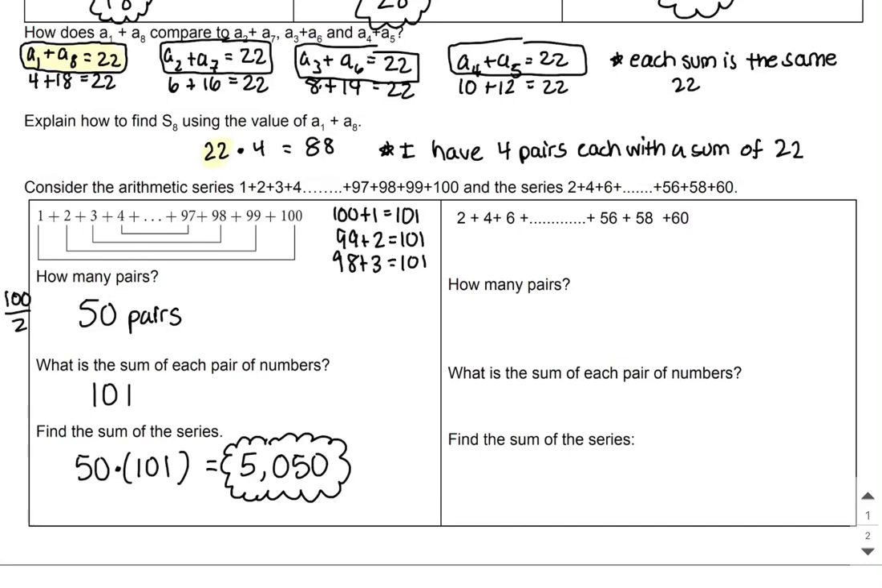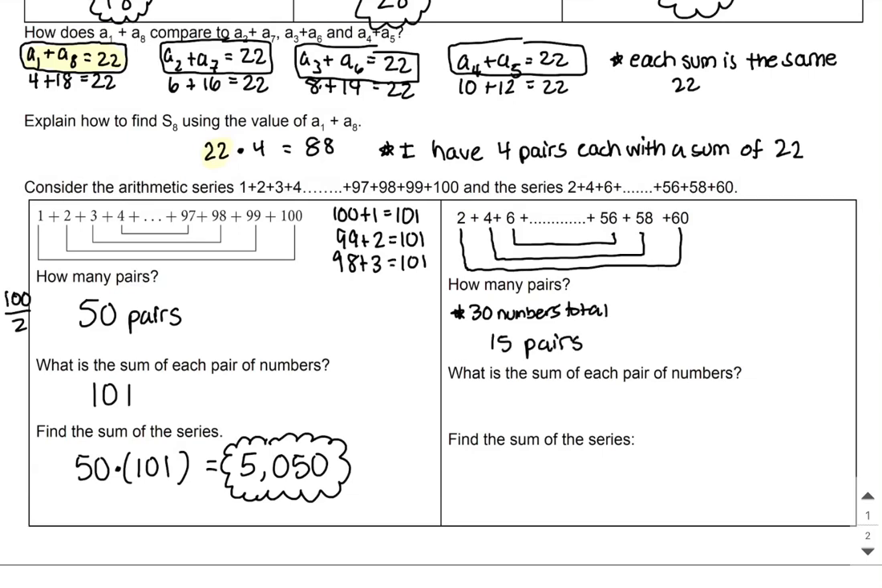Then going over to the next example, if I pair these up, so I pair up 2 with 60, and 4 with 58, and 6 with 56. If I pair them up like that, how many pairs do I have? Well, I'm counting by 2 each time here, and I'm going from 2 to 60. So I know I'll have a total of 30 numbers here, which means I have 15 pairs. So I have 15 pairs because I have 30 numbers total, or 30 terms total.